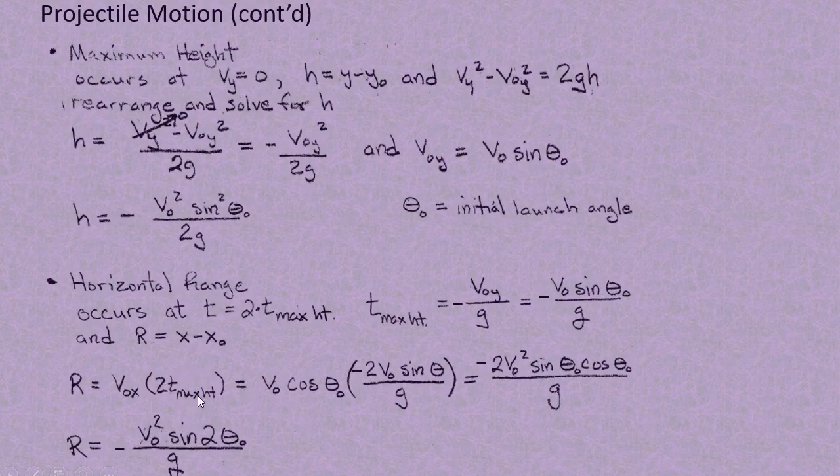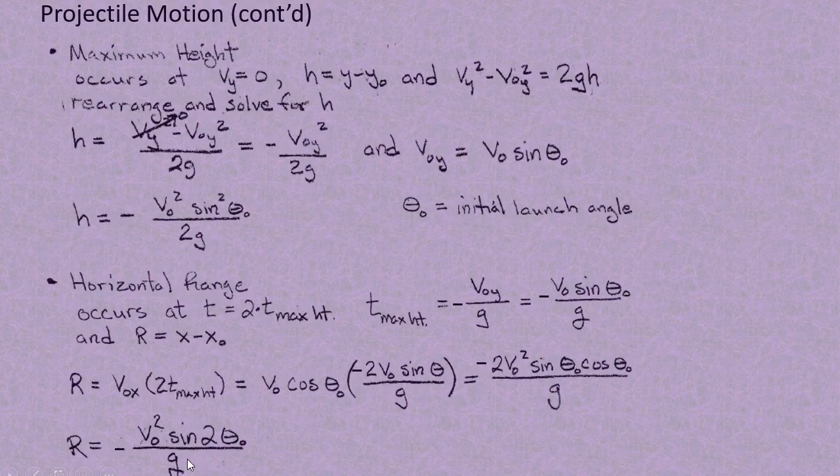And we can take t max height and write it with this expression, negative v sub naught sine theta sub naught divided by g. And we can rearrange, and that leaves us with negative 2 v sub naught squared sine theta sub naught times cosine theta sub naught divided by g. Now we can use a trigonometric identity and simplify this to the range is equal to negative v sub naught squared sine 2 theta sub naught divided by g, the acceleration due to gravity.